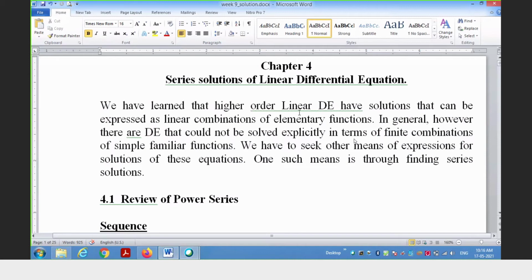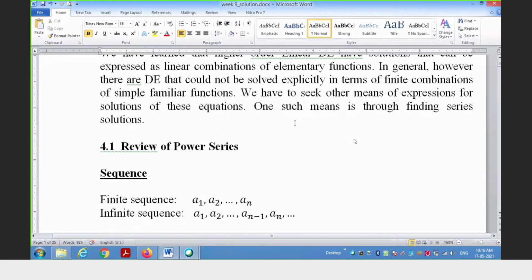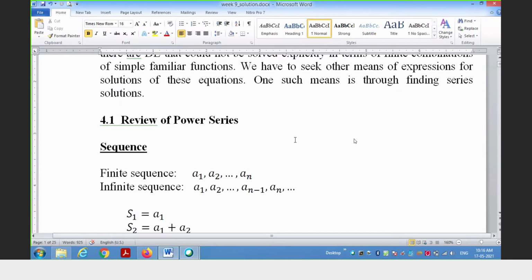Before we go to power series, as I mentioned earlier, we can construct series from a sequence. So first we need to have a sequence. What is a sequence? A sequence is a list of terms. We have two types of sequence: a finite sequence, which has finitely many terms, and an infinite sequence, which has infinitely many terms that go on forever.